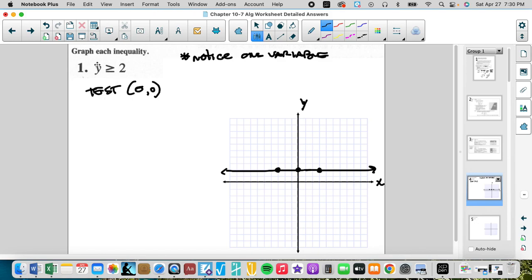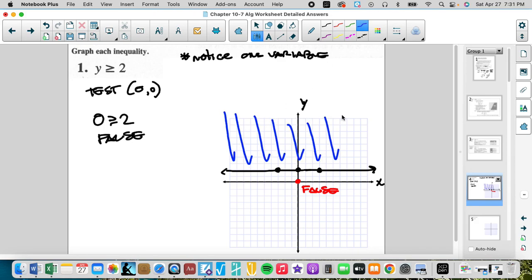I'm going to take my y value from that test point, which is 0. Is 0 greater than or equal to 2? Well, no. That's a false statement. So 0, 0 is going to be false. If this point is false, then all the points on this side of the boundary are false, and all the points on this side are true. So I'm going to shade the true side. You always shade the true side, and it looks like that.